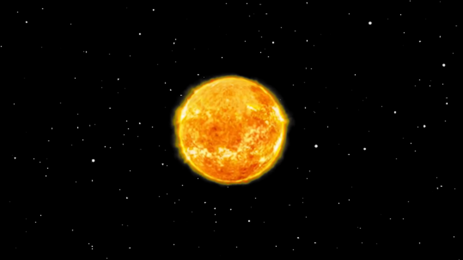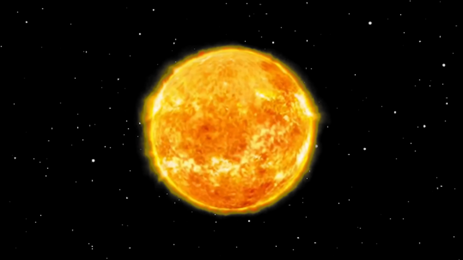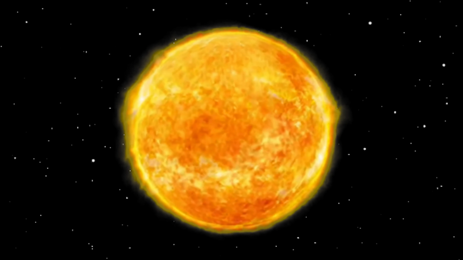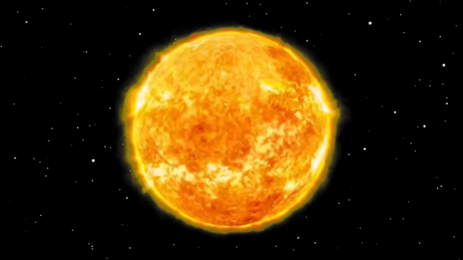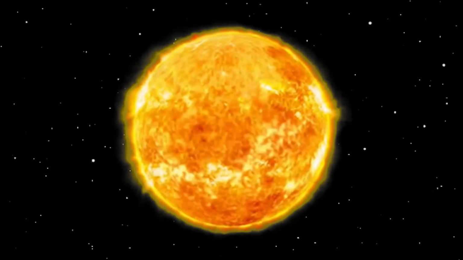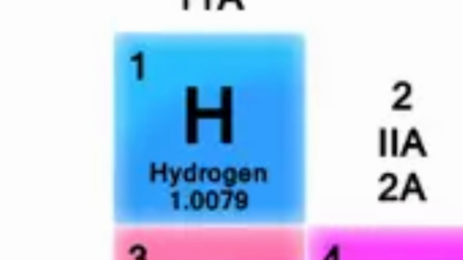There she is. The sun. Lovely, isn't it? Well, the sun, like everything else in our universe, is made of elements. These elements are obviously on the periodic table. The first major element that makes up the sun is hydrogen, which is found at the very top right here. This one makes up the majority of the sun.